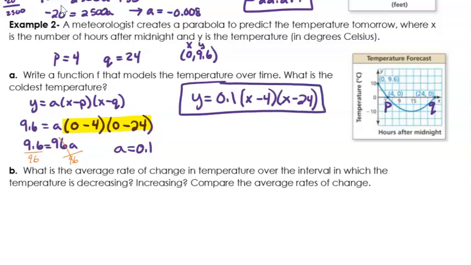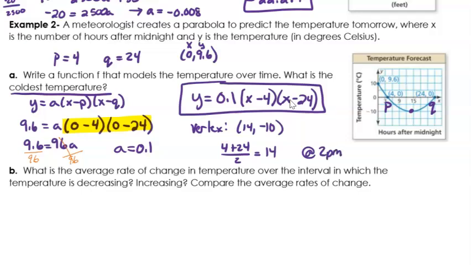Now, if we want to know the lowest, coldest temperature, that's the minimum. That means we want the vertex. So we're going to find the vertex. So remember the vertex, you take p plus q divided by 2. So that's 28 divided by 2, you get 14. And then you plug 14 back into your equation. When we talk about plugging it in, we mean put it in here and put it in here, and then type that in your calculator. And I get negative 10. So 14 hours after midnight, which would be at 2 p.m., the coldest temperature is negative 10 degrees.